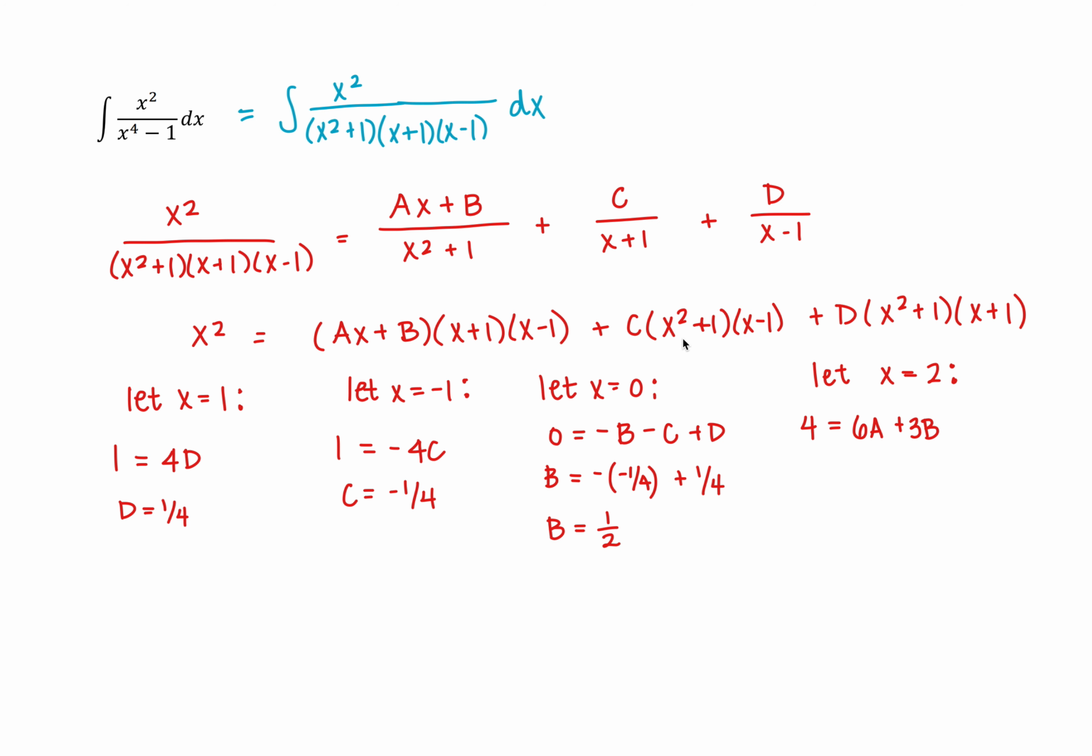Moving down the line, 2 squared is 4. 4 plus 1 is 5. 2 minus 1 is 1. 5 times 1 is 5, so I have 5c. Then for d, I'm going to get 2 squared plus 1, 5, times 2 plus 1, 3. 5 times 3 is 15d.